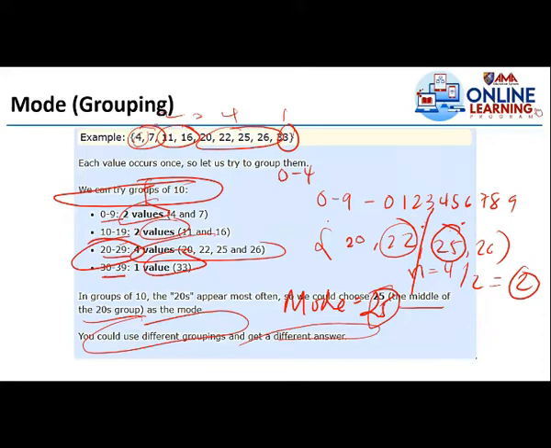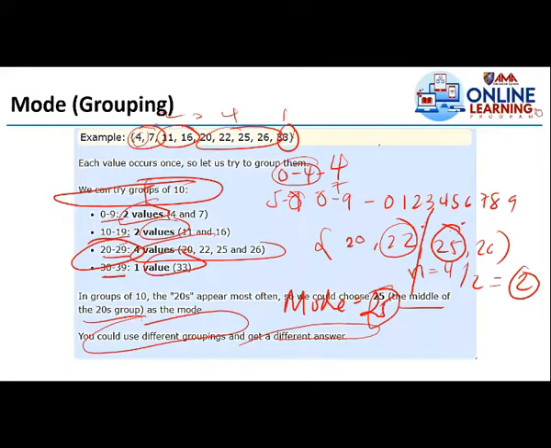If it is 0 to 4, only 4 falls in it. Then we continue with 5 to 9. 5, 6, 7. 5 to 8, sorry. For 5 to 8, only 7 falls in it. So grouping by 5 is impractical. Groups of 5, so you should look for a practical grouping.